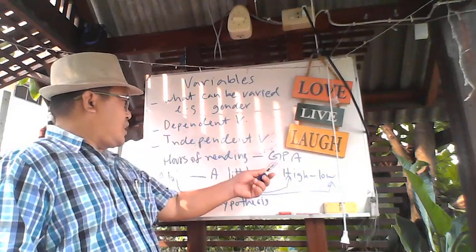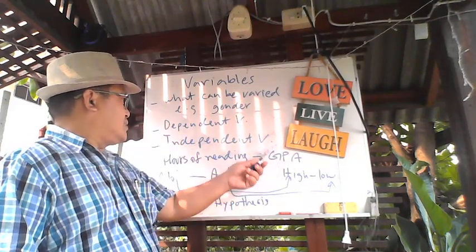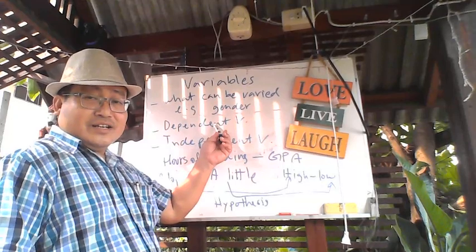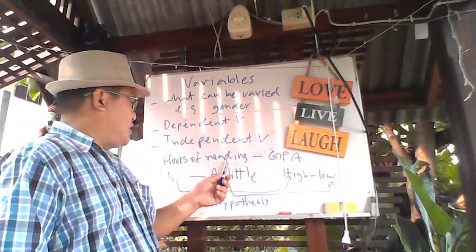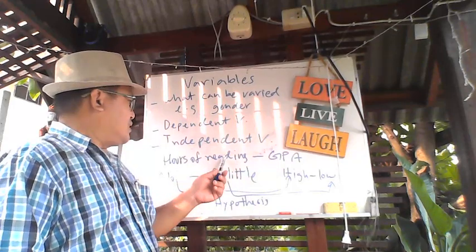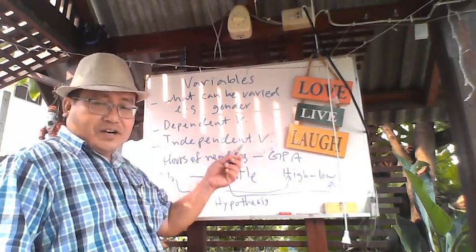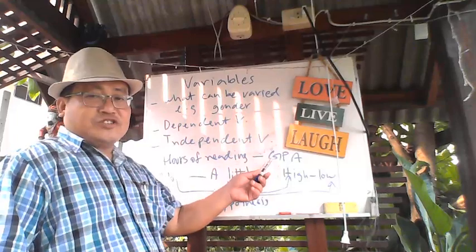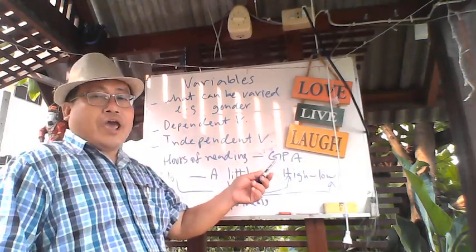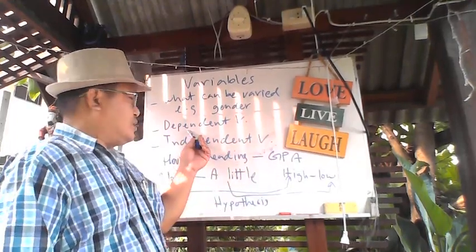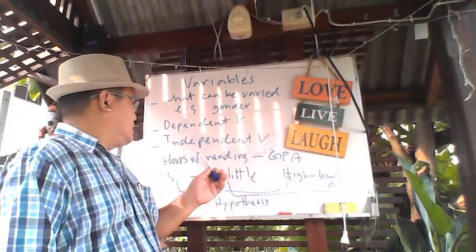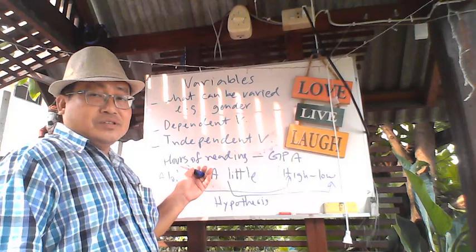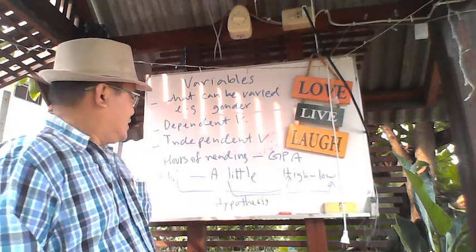Your GPA is a dependent variable because it depends on the hours of reading. The hours of reading is what we call the independent variable, and the GPA or your grade point average is your dependent variable because it depends on the hours of reading.